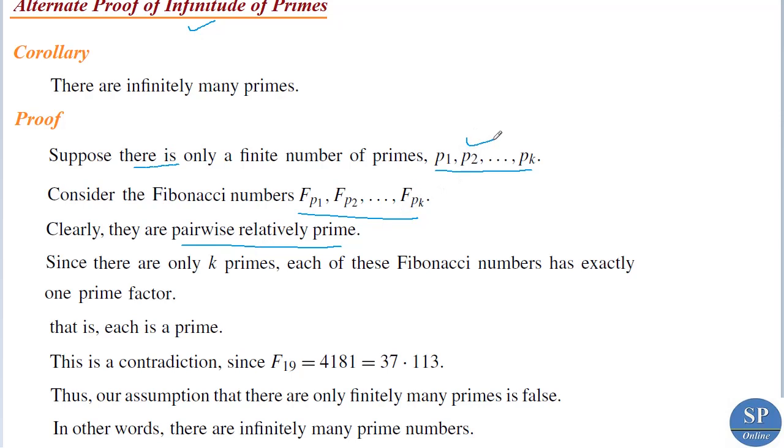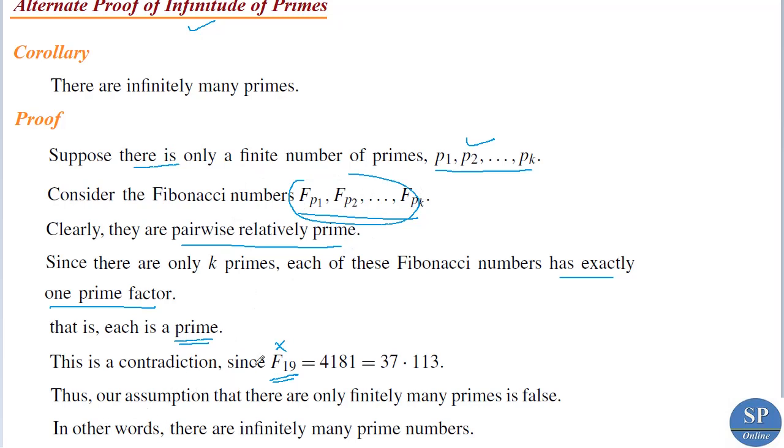Since there are only k primes, each of these Fibonacci numbers has exactly one prime factor. That means each of these Fibonacci numbers is a prime. But this is a contradiction because F19 is not a prime. F19 is equal to 4181, which is nothing but 37 times 113. Therefore, F19 is not a prime. So this is a contradiction: each of these being a prime is a contradiction.